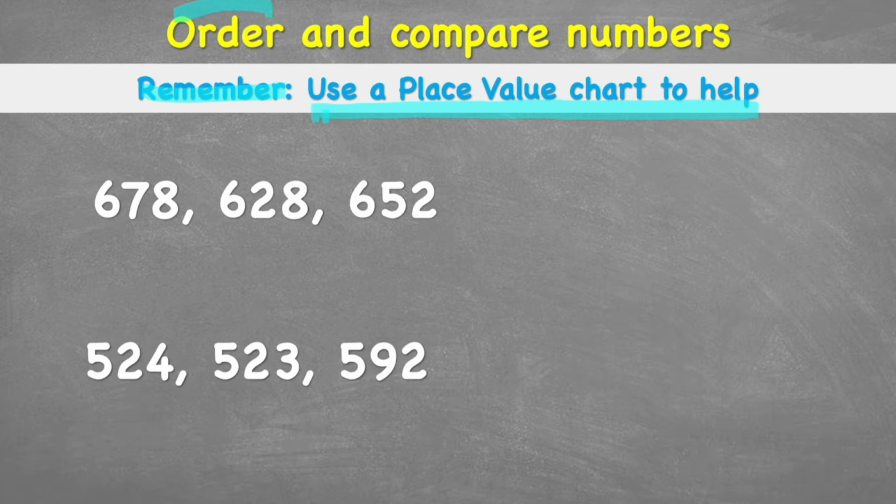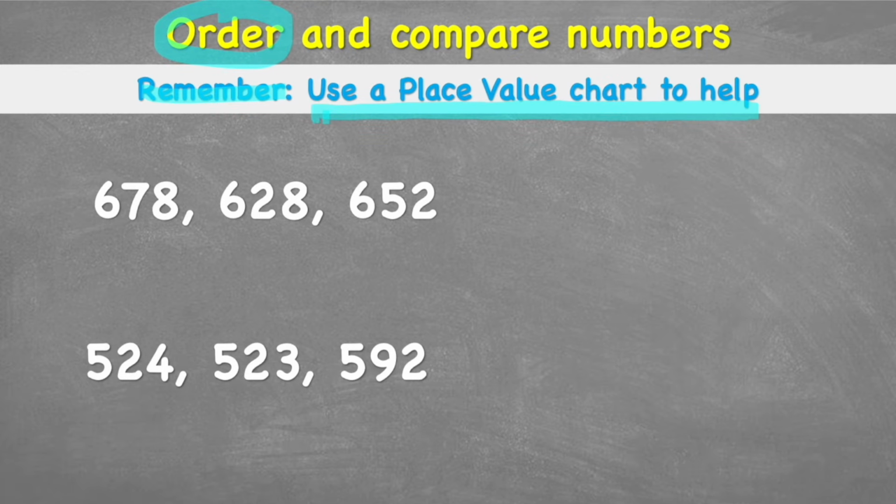So let's start by ordering some numbers then, and we have these two sets of numbers. We have set A and set B. So let's first look at set A. We can see we have 678, 628 and 652. And when we're thinking about ordering numbers, we have two choices.